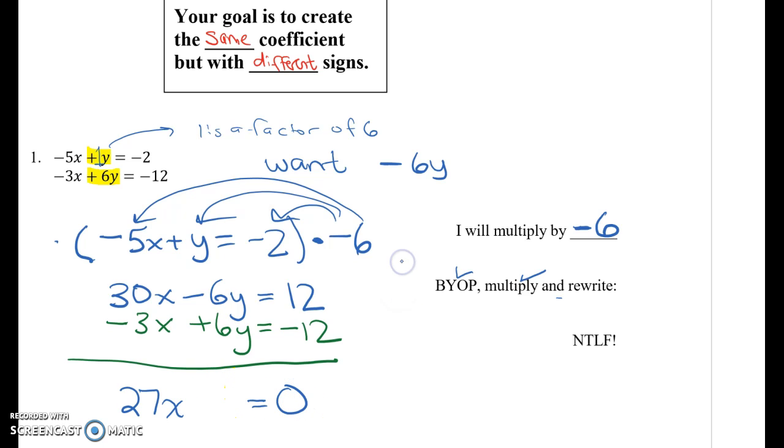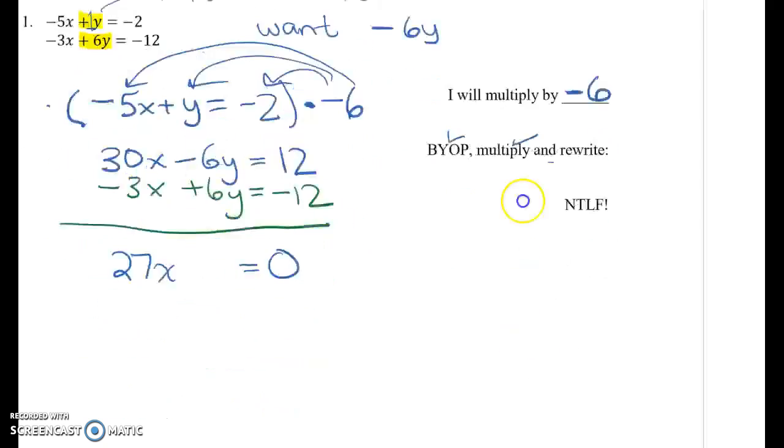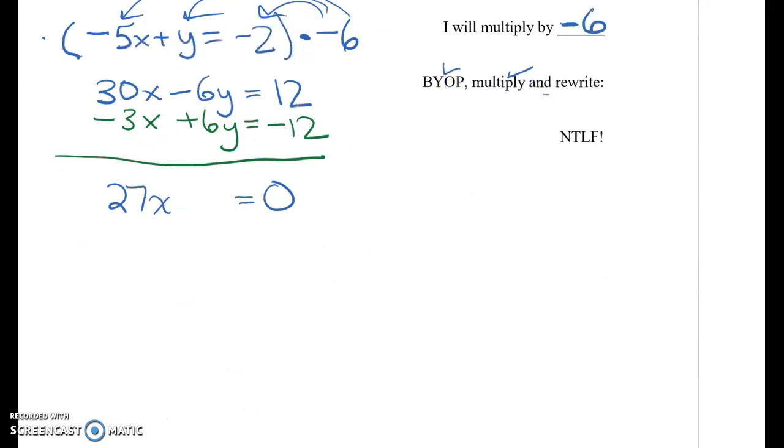Now this might look confusing to us, but we actually know what to do here. We are still going to divide by the coefficient. Fun fact: x is allowed to be 0. 0 divided by 27 equals 0, right? I have 27 cookies. I divide them, I have 0 cookies divided among 27 people. Everybody gets 0 cookies and they're sad.